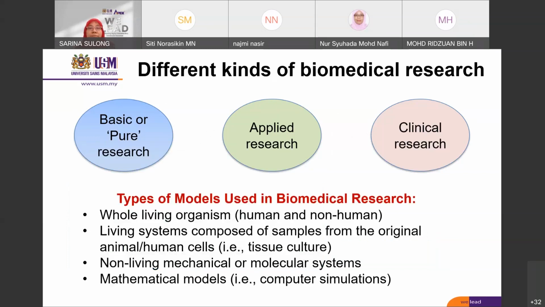There are three different kinds of biomedical research: basic or pure research, applied research, and also clinical research. As most of our clinicians use clinical trials, this is also part of the clinical research. Types of models used in biomedical research may involve human or non-human samples, considered as whole living organisms, and also living systems composed of samples from the original animal or human cells, for example tissue culture, and also non-living mechanical or molecular systems, and mathematical models. For example, computer simulations are also part of biomedical research.